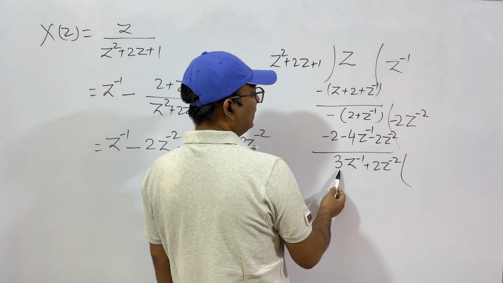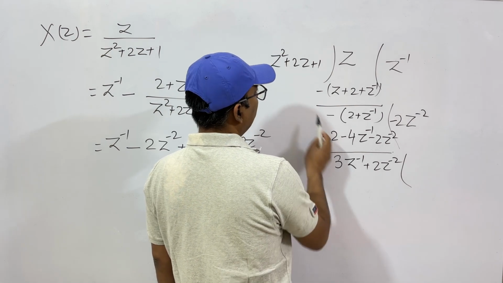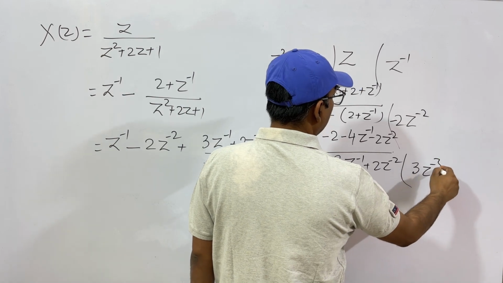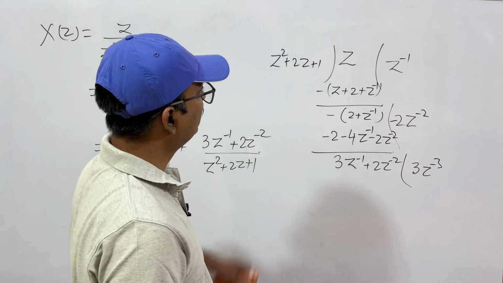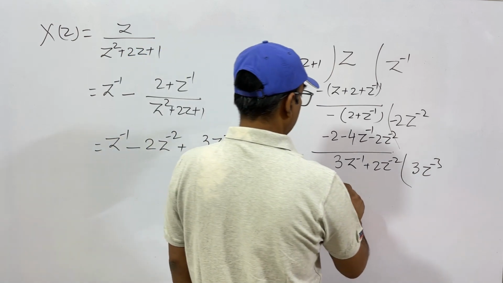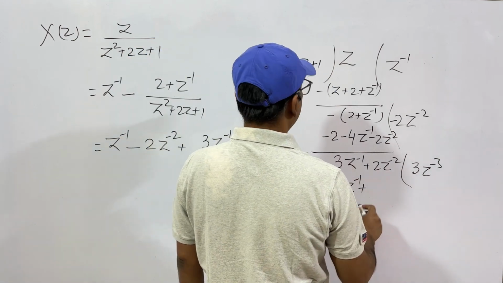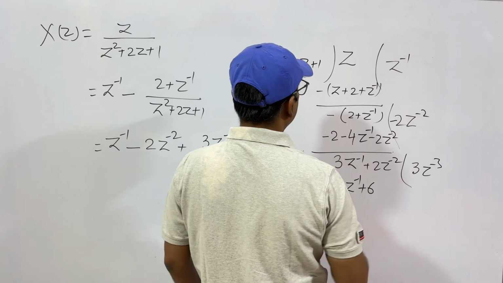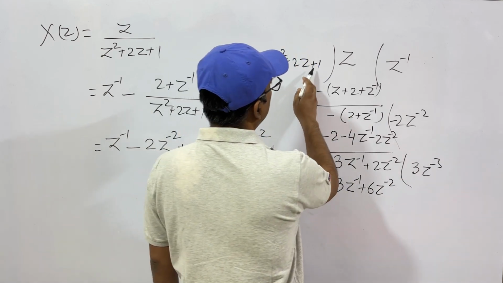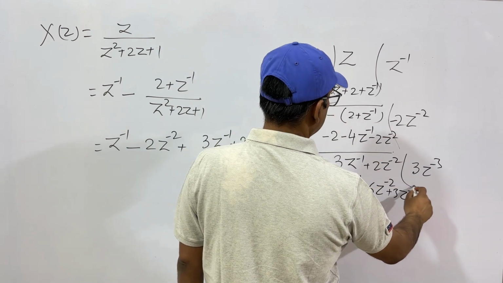Now we have to get 3z^(-1). How to get 3z^(-1)? If we multiply this by 3z^(-3), what we'll get? We'll get 3z^(-1). Okay, so we get 3z^(-1). Here we'll get 3 into 2, 6, z^(-2). Okay, and then we'll get into this, that is plus 3z^(-3).